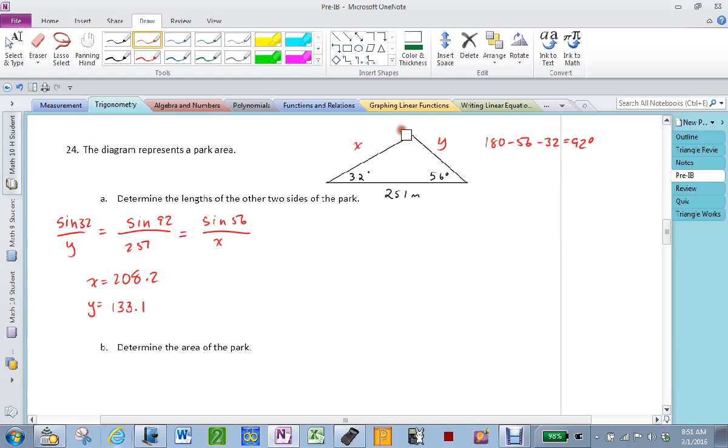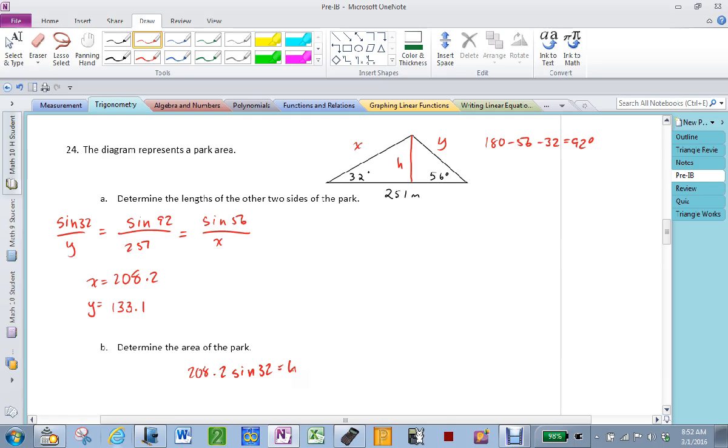What did you need to find the area of a triangle? Base times height divided by 2, yeah? So you just needed the height, right? So you drew in the height, and then you used either 32 and x and sine, or 56 and y and sine, to get the height. So I'm going to use 32. So 208.2 times sine 32 will get me my h, yes?